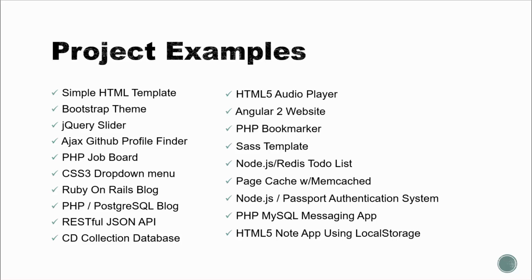a to-do list using Node.js and Redis, a page caching system with Memcached, a Passport authentication system with Node.js and Passport, a PHP and MySQL messaging app, and an HTML5 note-taking app using local storage. All right, so these are just some of the projects that we'll be building throughout this huge course.